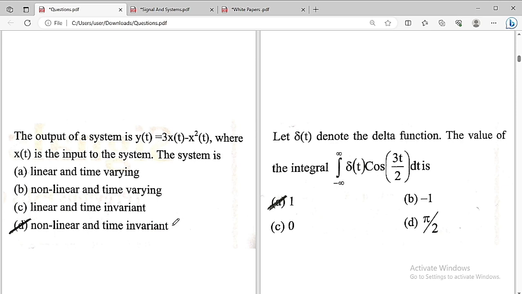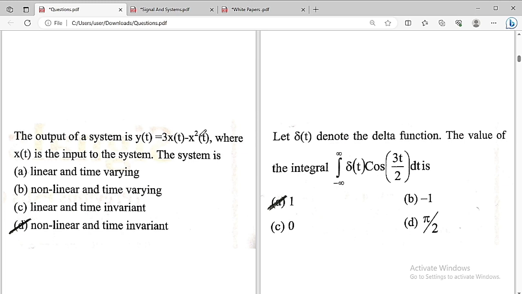We can solve this question in a fraction of a second. There is a square term, and a square is a non-linear operation, so by default the system is non-linear. For time invariance, there is nothing like t into 3 x of t or t into x square of t. There are no coefficients that vary with time. Here the coefficients are purely constant values, so this is a time invariant system. Just by seeing this, we can say that as there is a square, it is a non-linear quantity.